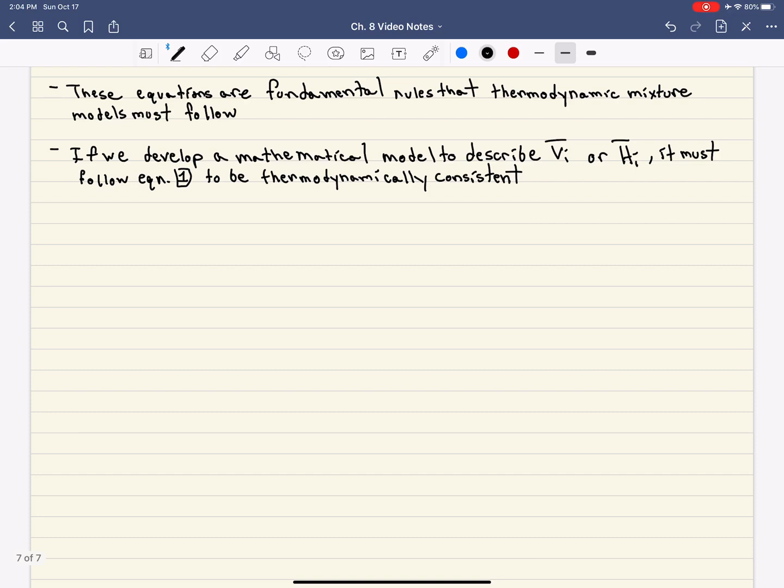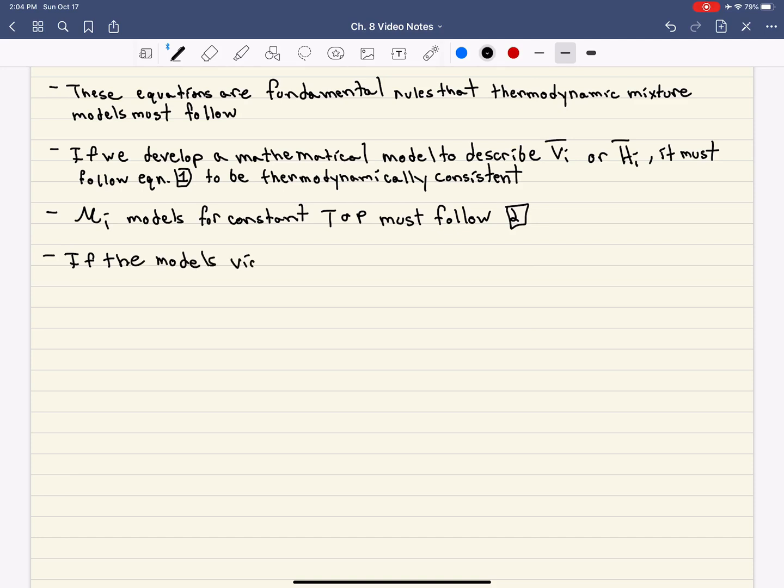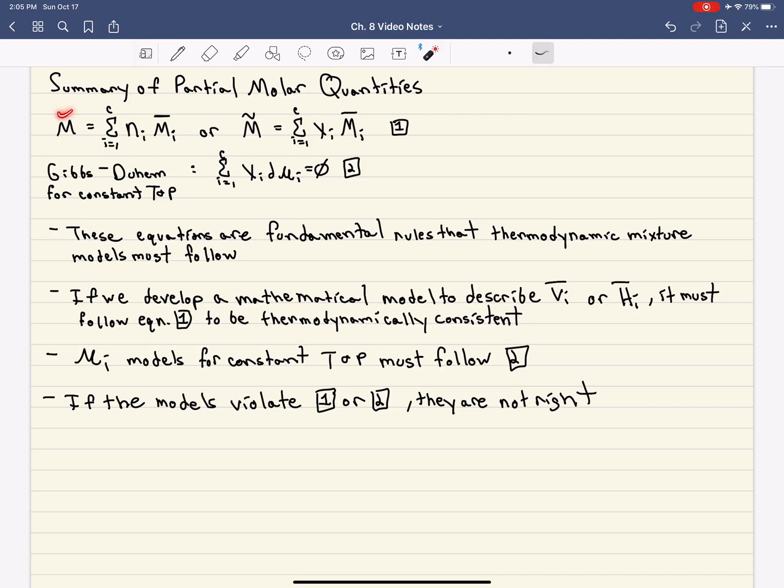Likewise, if we're looking at the chemical potential of a model, so models for constant T and P must follow equation 2. Essentially, if you develop a model that violates equations 1 or 2, then that model is not right, and you can't believe any results that come out of it. That's the whole reason why we went through those derivations: if we're going to evaluate different models for calculating or predicting our partial molar quantities, we need to make sure that these models follow these rules.